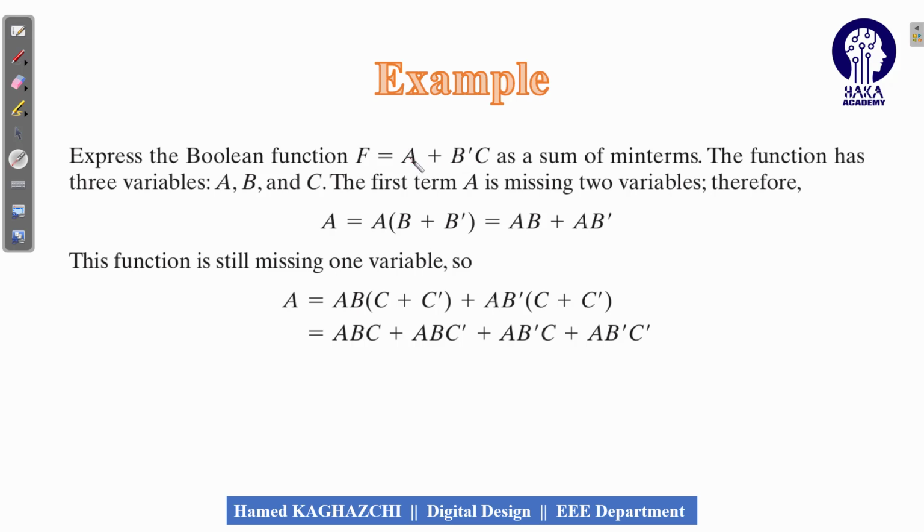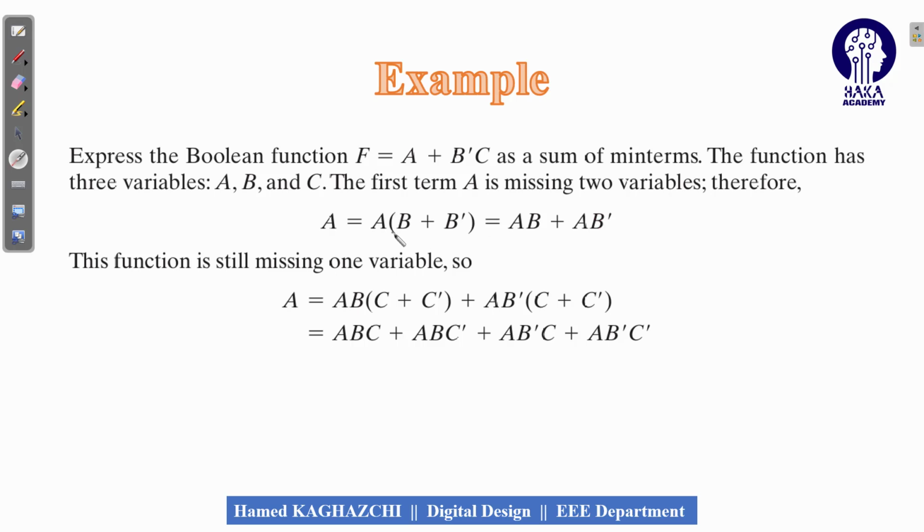In the case of the A, how can I convert this A to the minterm? I could add B and C or B prime C prime in this term. Similarly, for the B prime C, if I could add the A or A prime in this term, I can convert this one to the minterm. Now let's do it. I know that B or B prime is equal to 1. It means that if I AND this 1 by A, the result will not change. So as a result, I will have AB or AB prime.